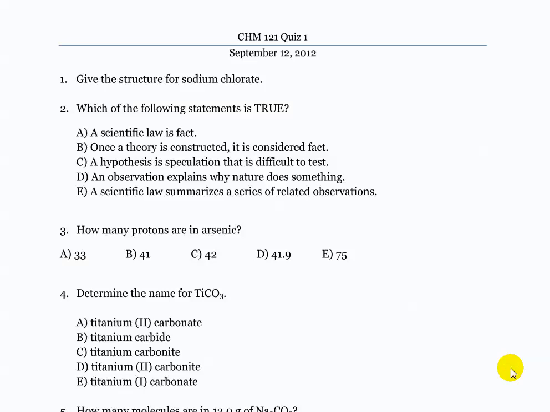Picture for, or the formula for sodium chlorate? What'd you come up with? What's chlorate? ClO3, good. And so what's the charge on it? Minus one. So sodium chlorate is NaClO3. Good.